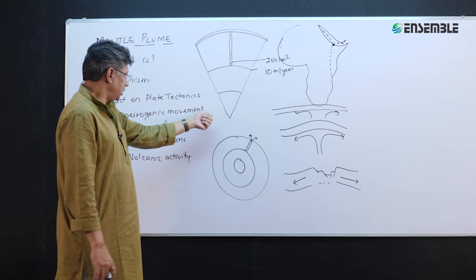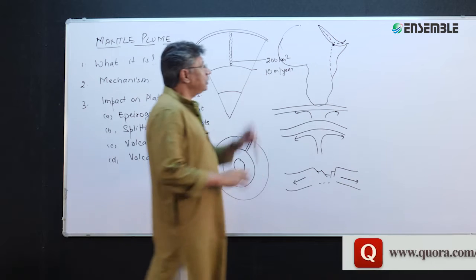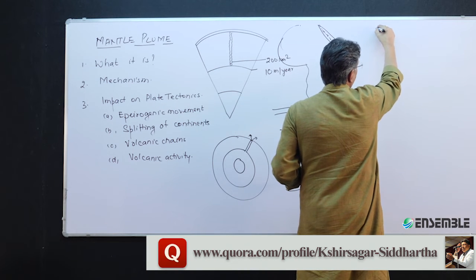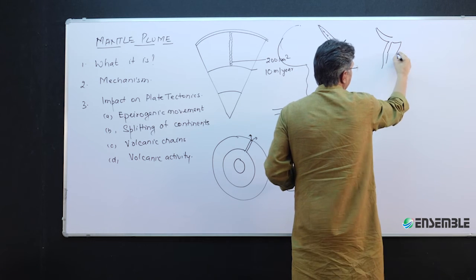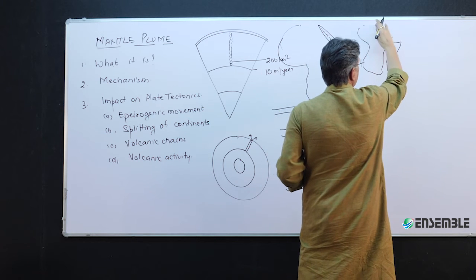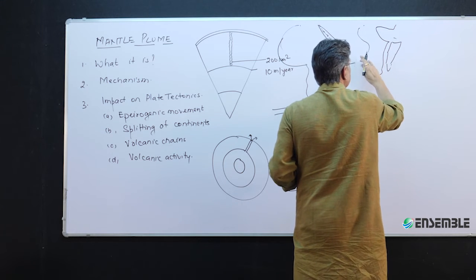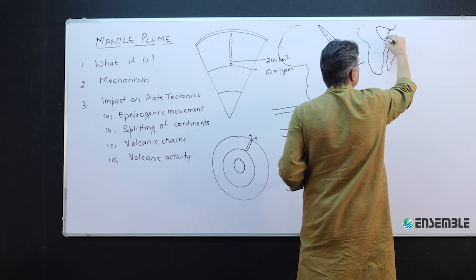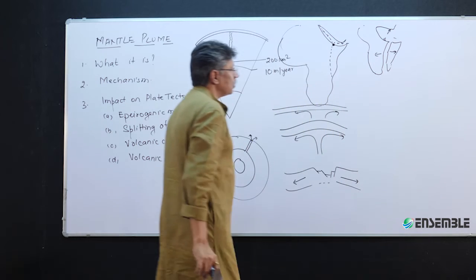That is the first part, epirogenic movement, and then the splitting of these continents. Along this line, in the future, the whole of Africa will get broken. That is exactly what the shape of this continent will be, and the Red Sea will get completely elevated and extended. These will move away from each other. That is the splitting of these continents.